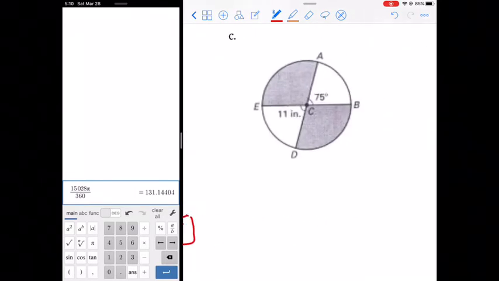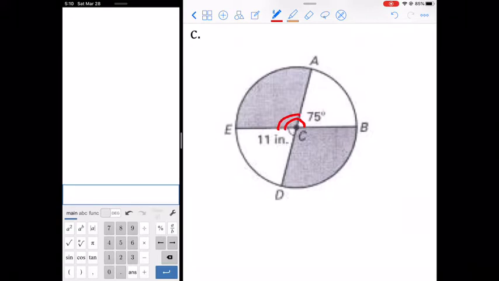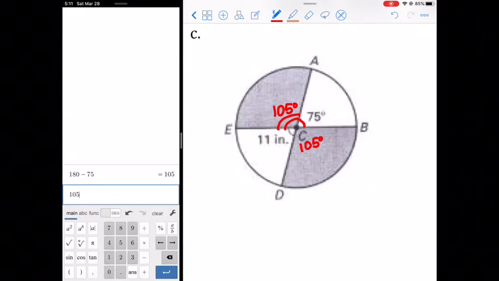All right, if we look at this last one, notice that there are two shaded sectors. What I know is that this angle right here is 75. If I think about the whole angle over here, those are a linear pair. So to find the measure of that other angle, I can do 180 minus 75, and that'll give me 105. And since these are vertical angles, this would be 105 as well. So the entire shaded area underneath that arc, there are two of those 105 sections. So let's do 105 times 2.